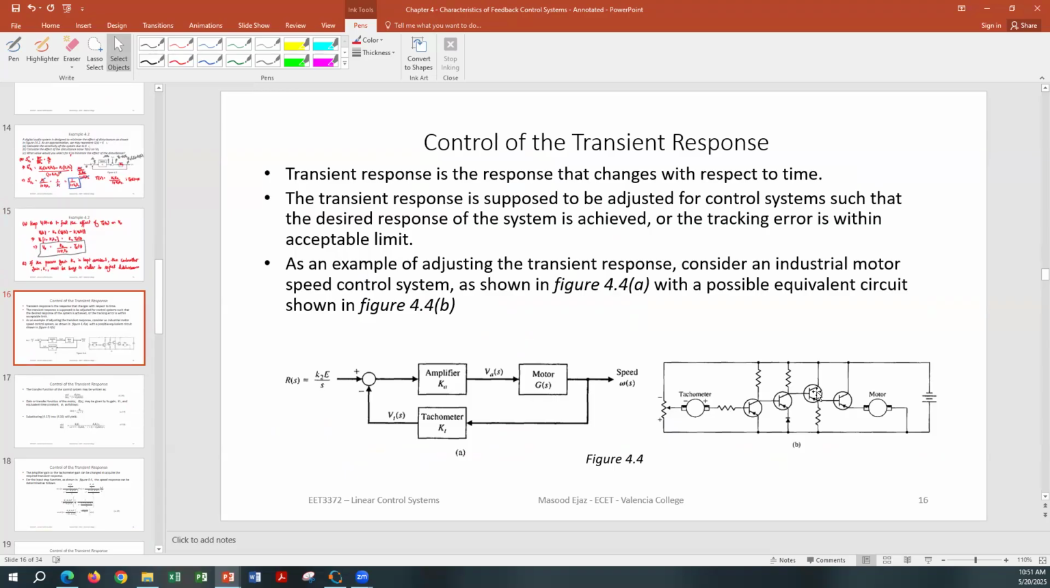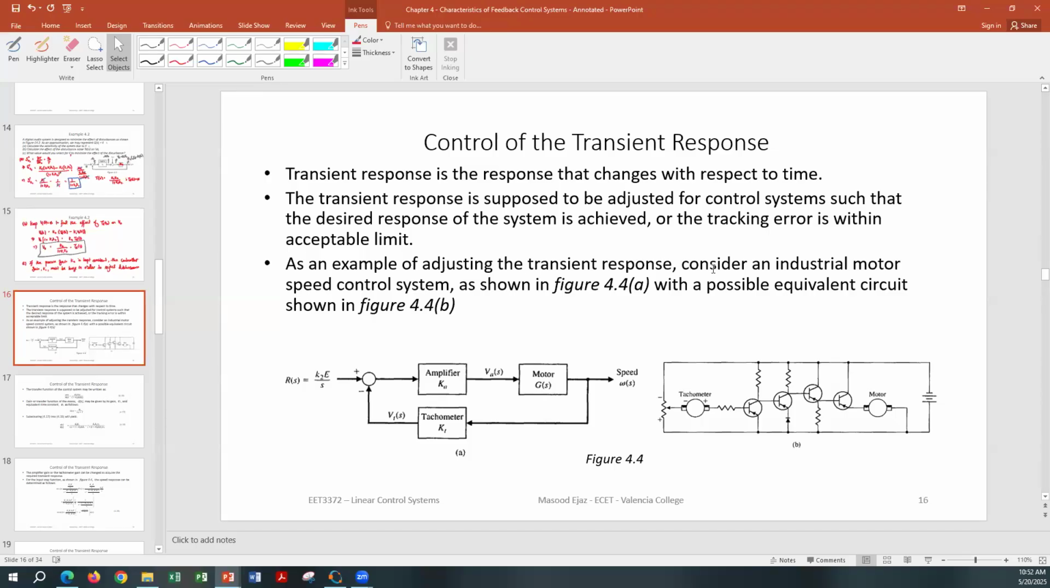Control of the transient response. Again, with the feedback signal, you can control how the transient response should look. Transient response, of course, we all know, is the response that is changing with respect to time, while a steady state is the value that is not changing with respect to time. Transient response is supposed to be adjusted for control systems such that the desired response of the system is achieved, based upon how long you want the transient response to last, or the tracking error is within the limits. Now, I'm not going to go over this example because I have already solved it here.